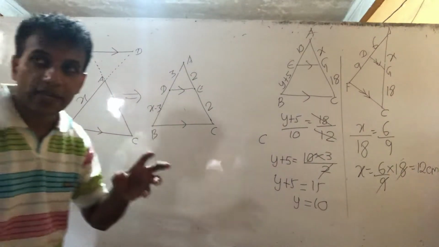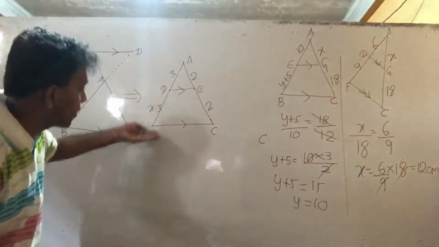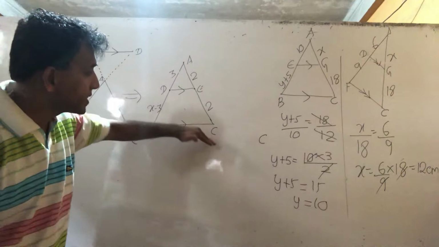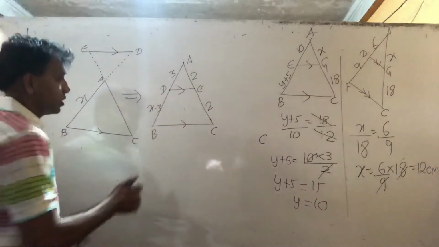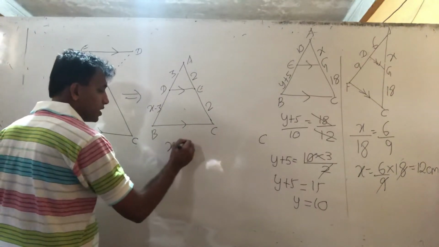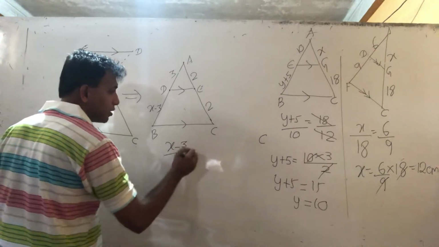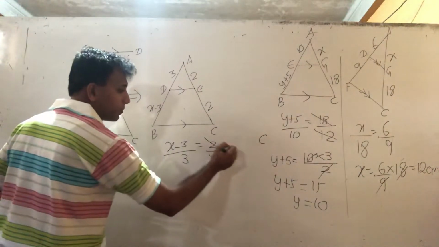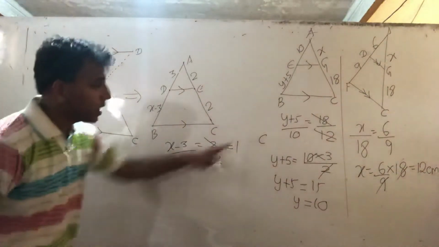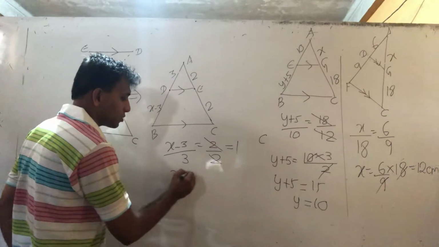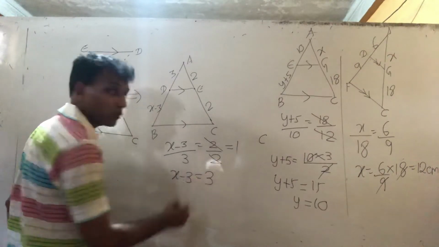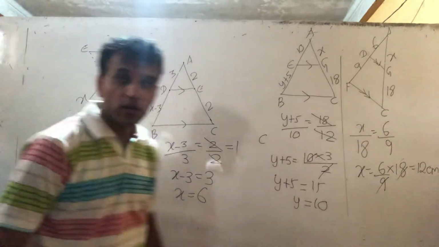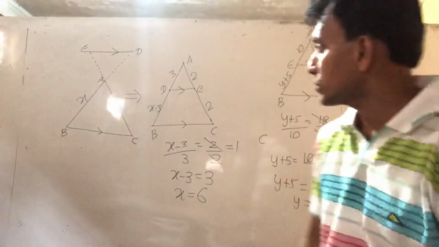I always say start from the unknown part. If I write from here, BD is to DA equals CE is to EA. So x minus 3 over 3 equals 2 over 2. See, 2 over 2 is 1. So cross multiply: x minus 3 equals 1 times 3, which is 3. Take the minus 3 to that side, x is 6. Okay, x equals 6.